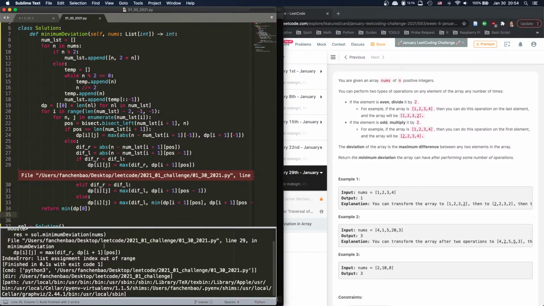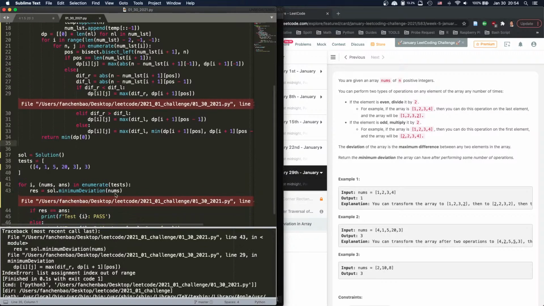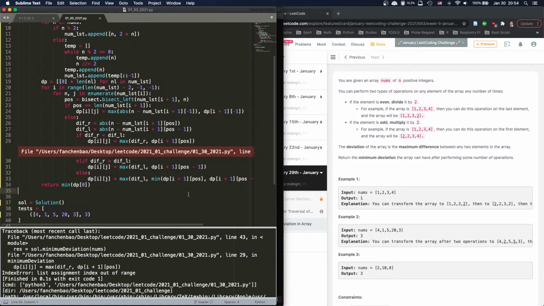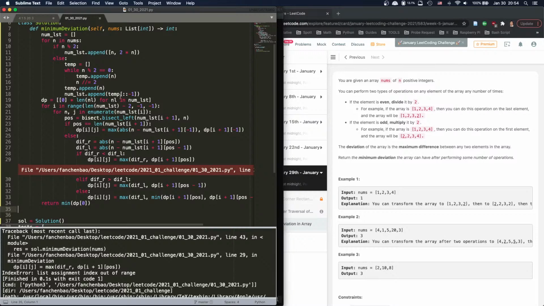Oh, yeah, I tried to run it and immediately found a problem. It says this assignment index out of range. How is index out of range? Alright, we need to do some debugging.